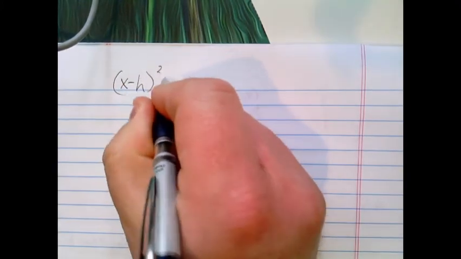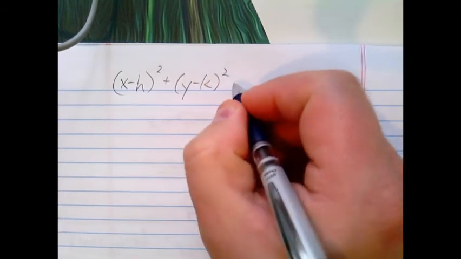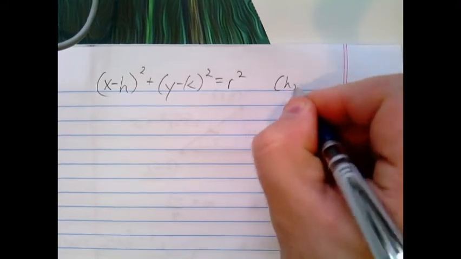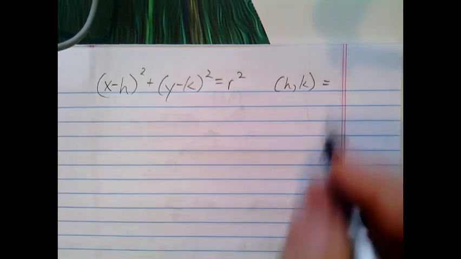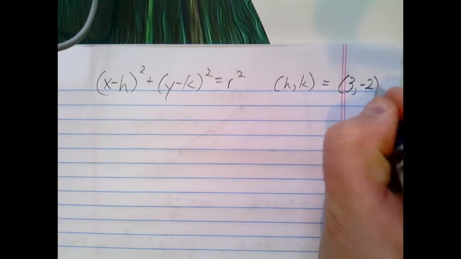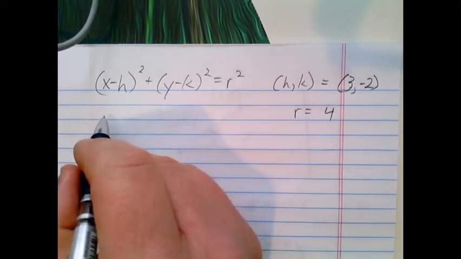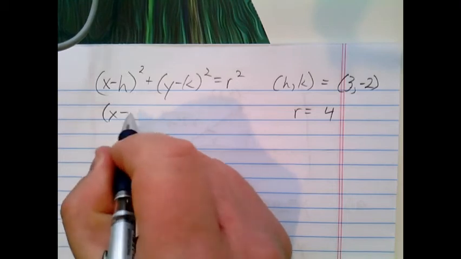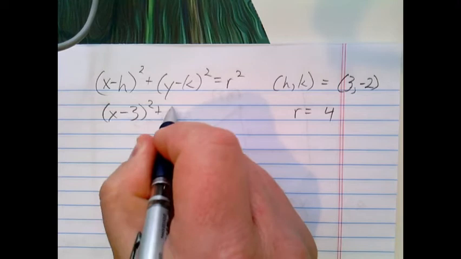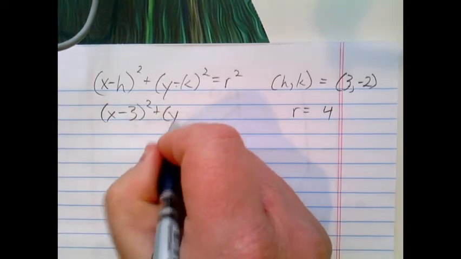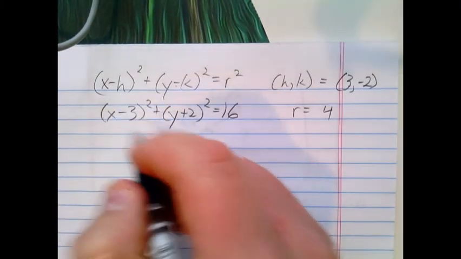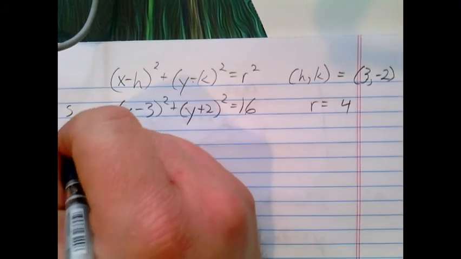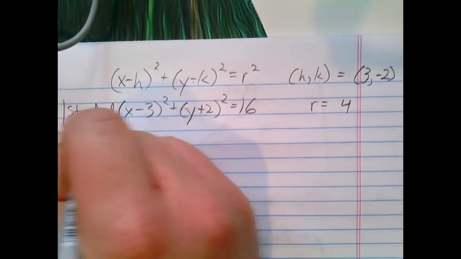Alright, so since I'm building a standard equation, I'm going to come back to this x minus h squared plus y minus k squared equals r squared. My center, my h comma k, was given to be, I forgot already, was it 3, negative 2? Yeah, 3, negative 2. My r is still 4. So when I plug this stuff in, I get x minus 3 squared. Now it's y minus negative 2, so it'd be y plus 2 squared equals 4 squared, which is 16. Alright, so there's my standard equation. That's part of what we were asked to do.